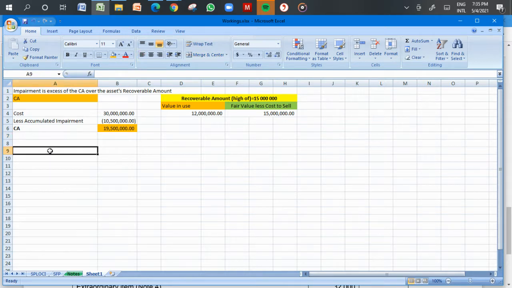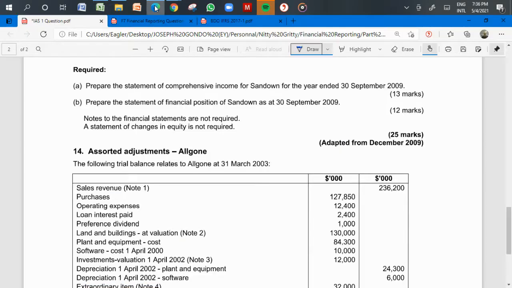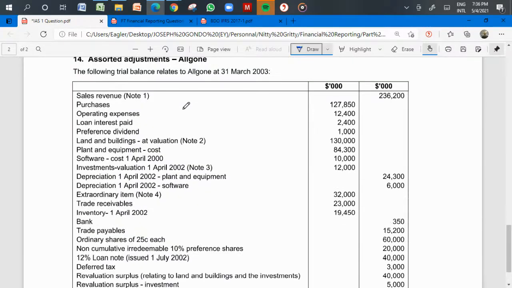So carrying amount is 19.5 million and recoverable amount is 15 million. That means our carrying amount is more than the recoverable amount, so we have an impairment. Impairment will be equal to the excess of the carrying amount, which is 19.5 million, less the recoverable amount, which is 15 million. So our impairment should be 4.5. Yes, according to my calculations here, it should be 4.5.